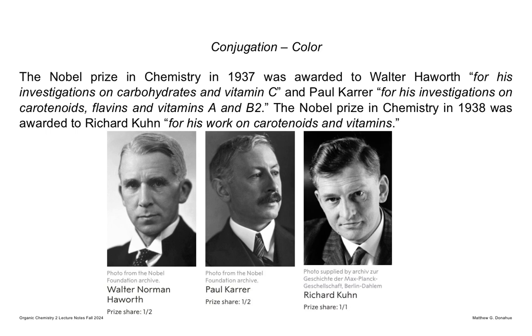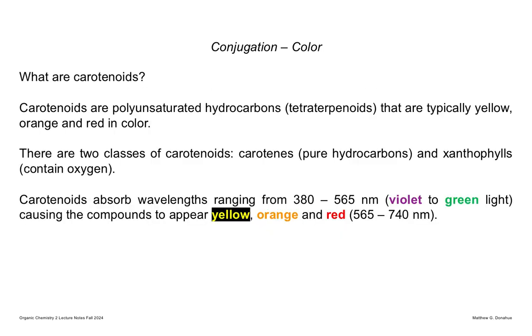And so what you have to think back to, in like 1900, the structures of these things were not known. So these are people that worked in a lab to figure out what makes a carrot orange. So carotenoids are polyunsaturated hydrocarbons, and more specifically, tetra we know means 4, and then terpenoids, which we'll talk about a little bit coming up.